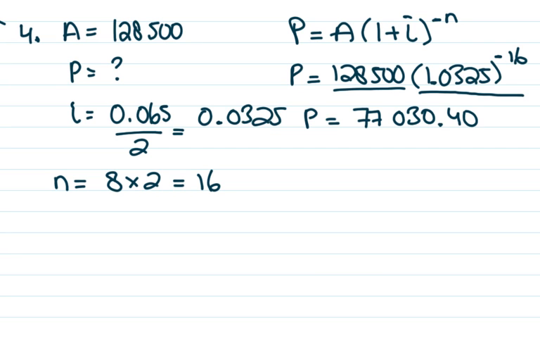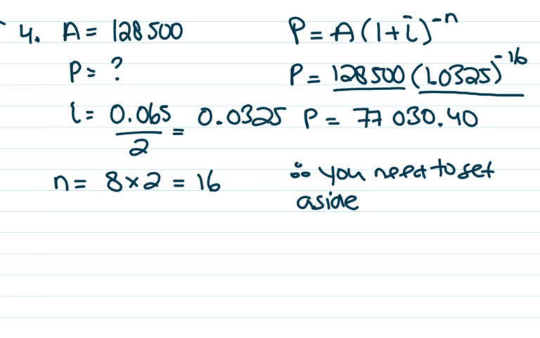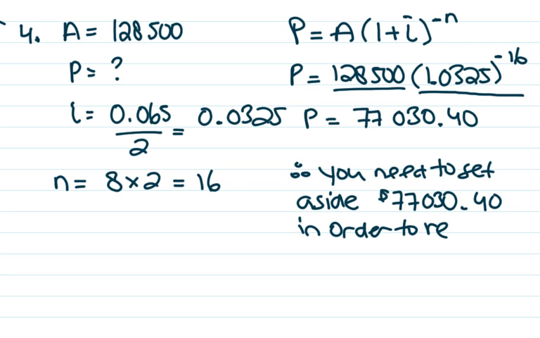$77,030.40. So that means, therefore, you need to set aside $77,030.40 in order to reach this goal in 8 years.